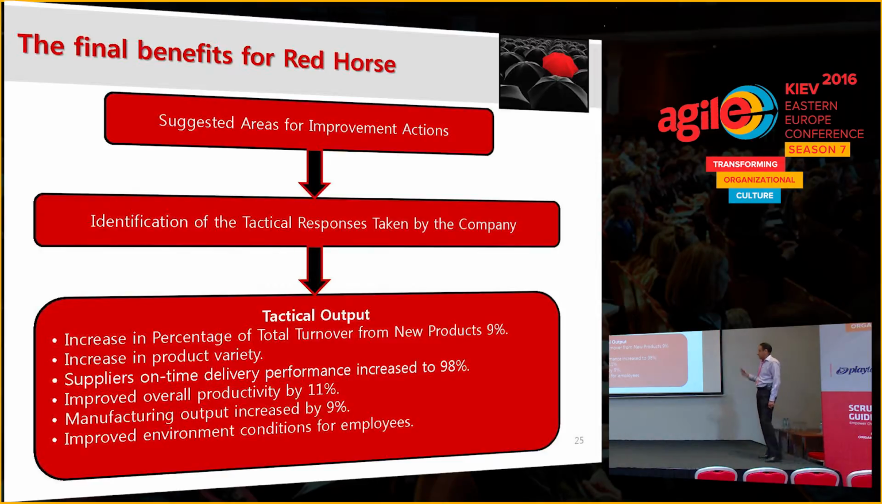Suppliers' time demands increased by 89%, improvement of the productivity increased by 11%, and the improvement in manufacturing output increased by 9%. The company was very happy with the results, and all these points can affect the bottom line directly, so they can get more profit after they applied the improvements that we suggested for them.